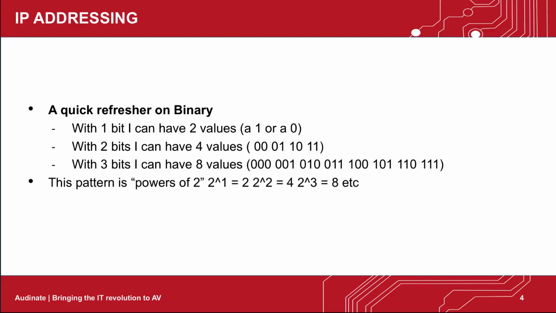This pattern follows a simple mathematical pattern. That is, powers of 2, where 2 to the power of 1 is 2, 2 to the power of 2 is 4, and 2 to the power of 3 is 8, and so on. But in the case of binary, these place values are a little different to decimal.